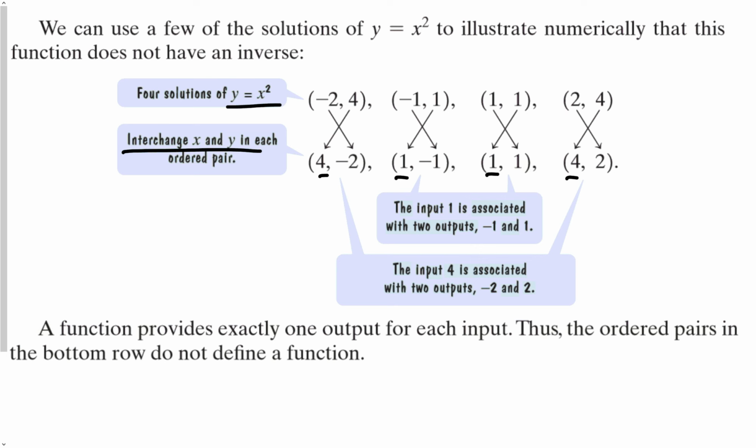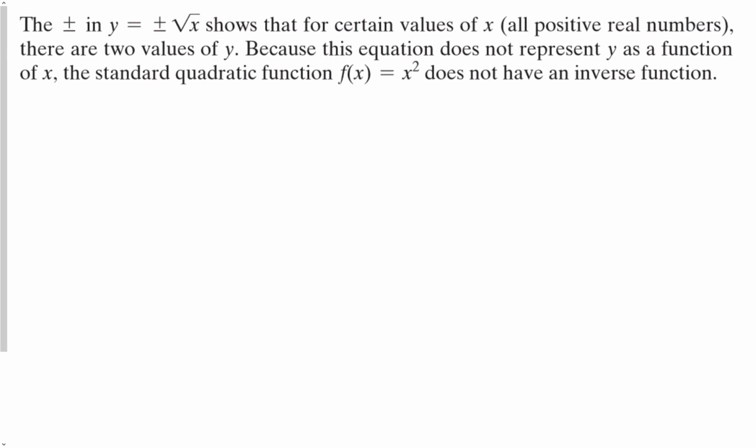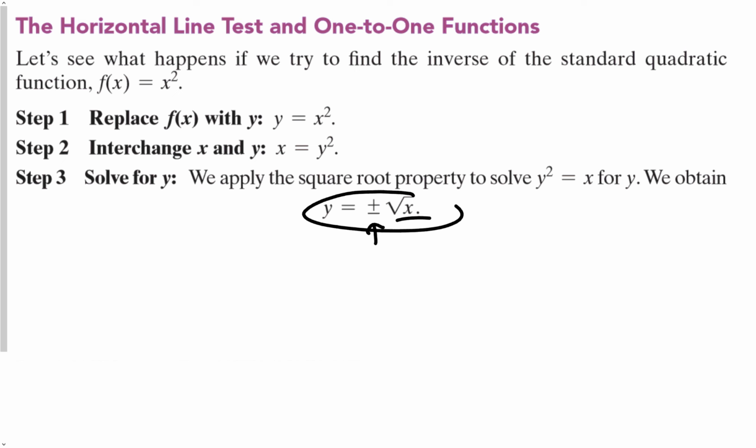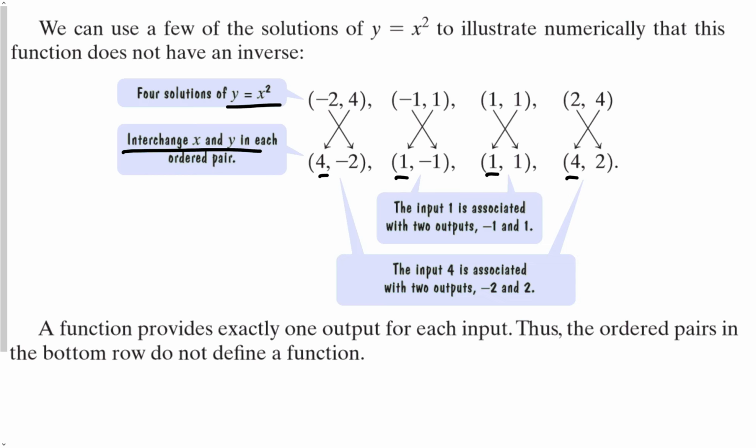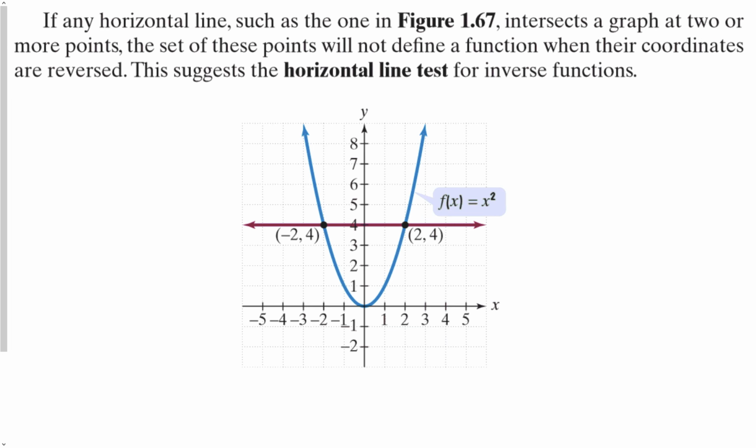So a function provides exactly one output for each input. Thus, the ordered pairs in the bottom, the inverse, if I were to change x and y, do not define a function. So we can tell in equations when things are not functions. We can tell in data when things are not functions. We also should be able to tell by looking at a graph.